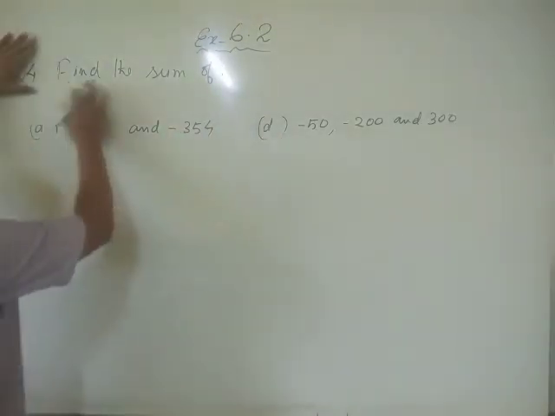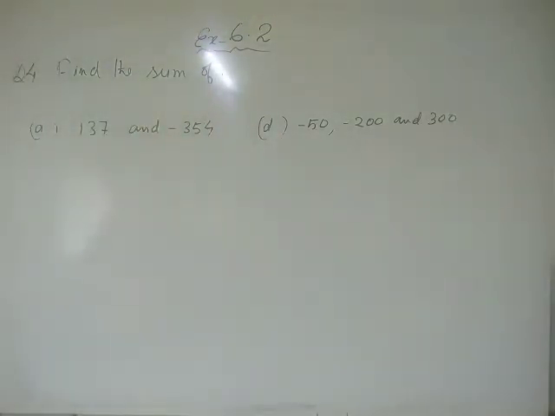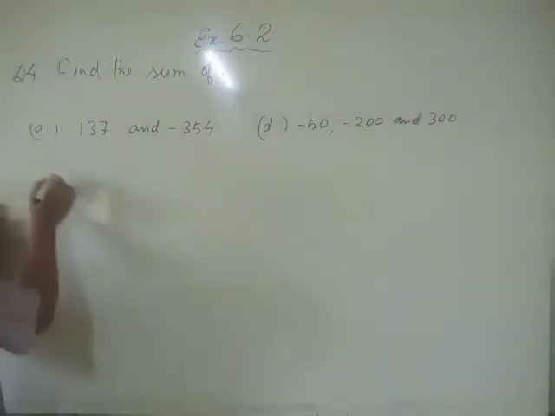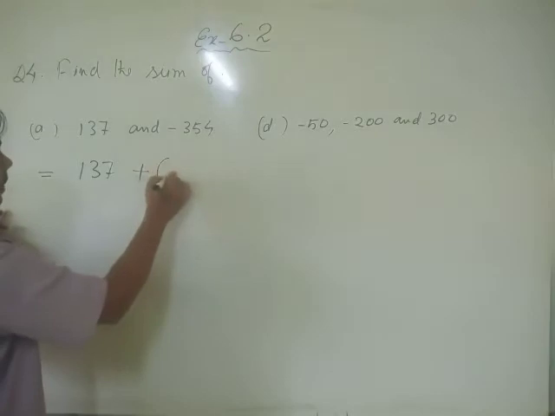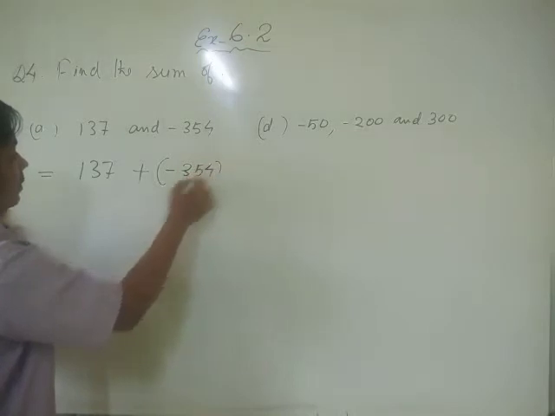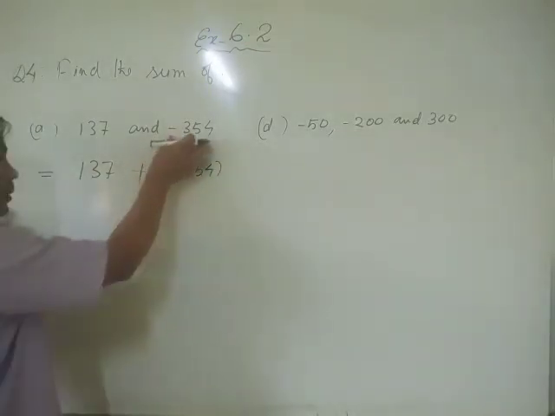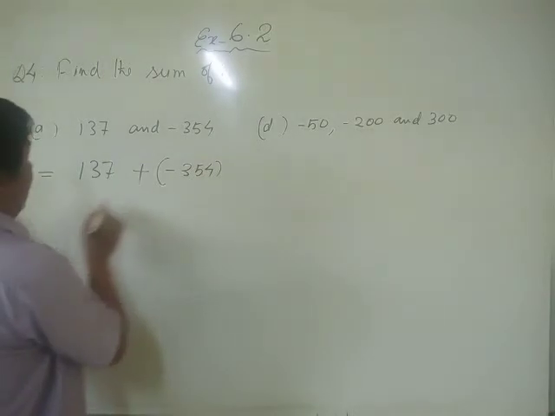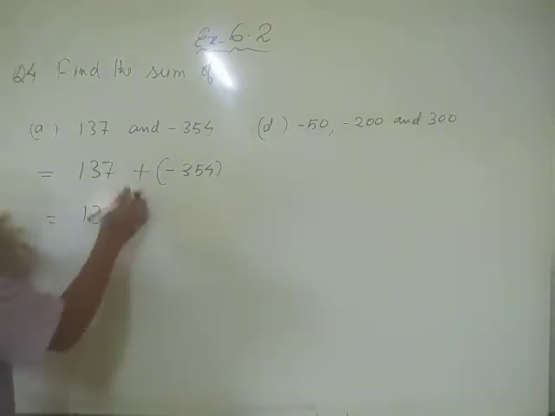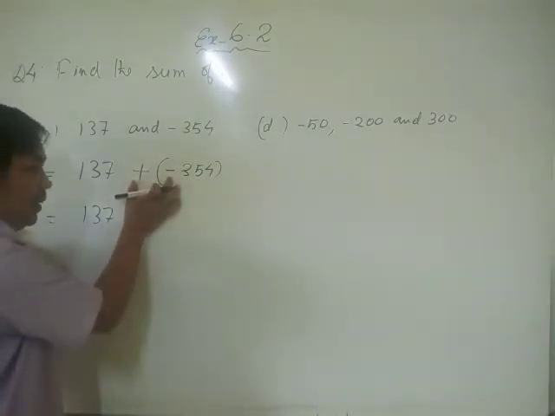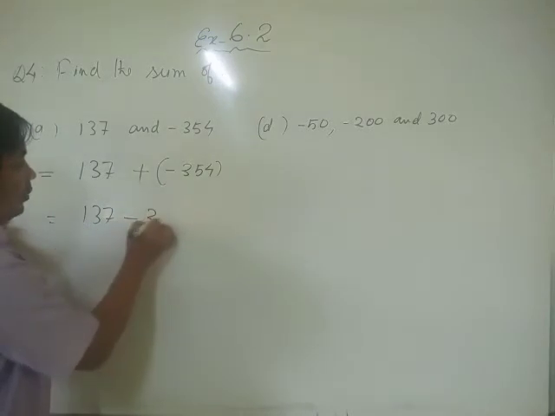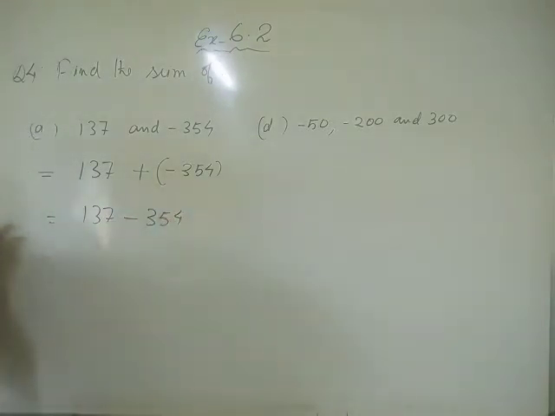Question number 4 is saying, find the sum of... So what happens? It is equal to 137, and put this minus in the bracket. Two signs have come, so put it in the bracket. Please write the minus number in the bracket. Then next we have to see here 137 plus minus. We have to open the bracket and we find that two signs are there, plus and minus. Then we have to take minus 354.